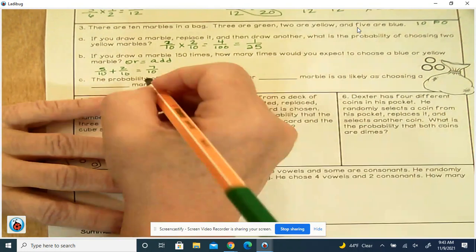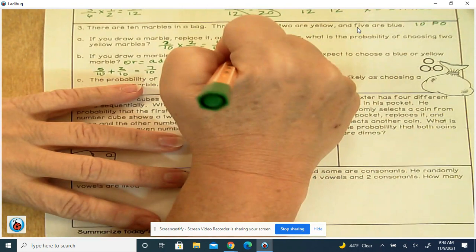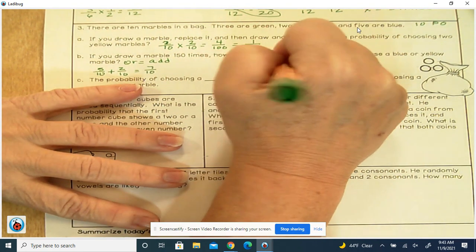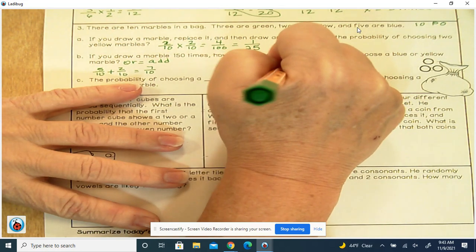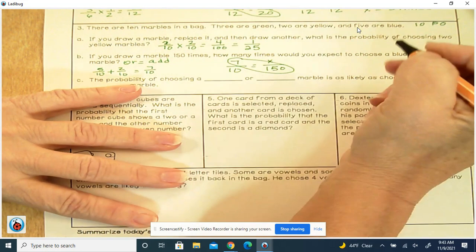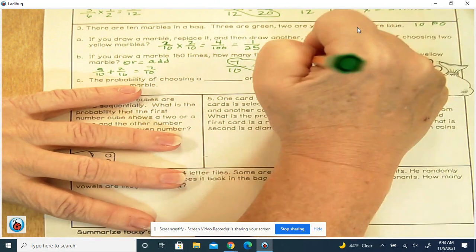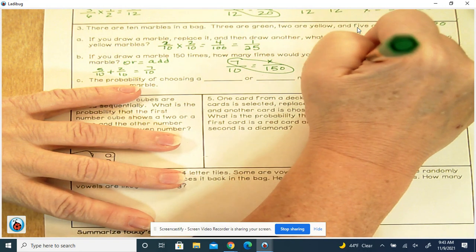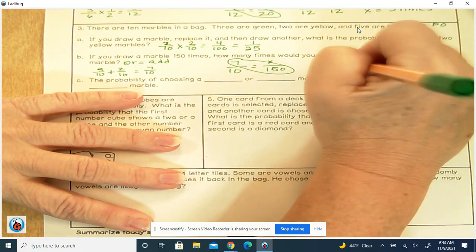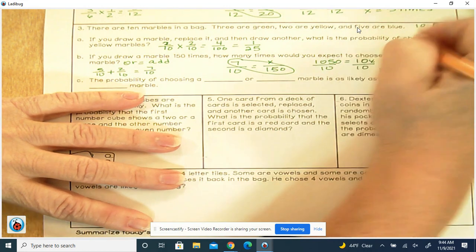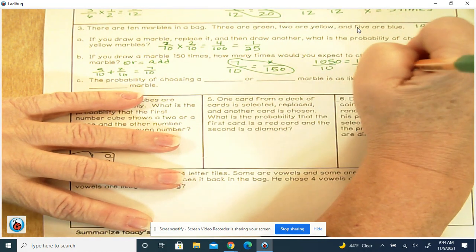And then we do that just like we did up in problem 2. We take the 7/10 and set up a proportion with 150 on the bottom. Multiply. 7 times 150 is 1050, equals 10x. Divide by 10. x equals 105 times.